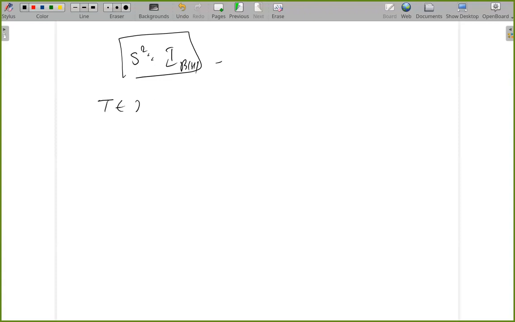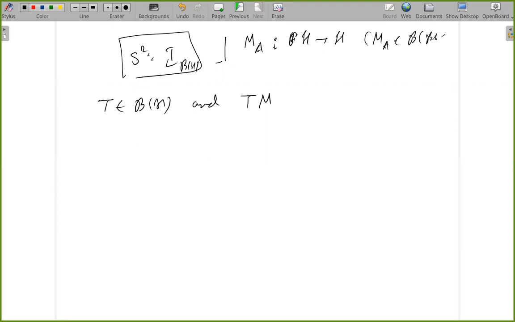Now let's say T belongs to B of H, and by the way, we have some distinguished operators in B of H. So there is a multiplier operator from H to H. So MA belongs to B of H, where A belongs to MNC. The multiplier operator, what it will do is you give it B, it will spit out A times B. It's a left multiplier. You give it the vector B and the matrix A, where B is a matrix sort of vector. Then you just multiply AB.